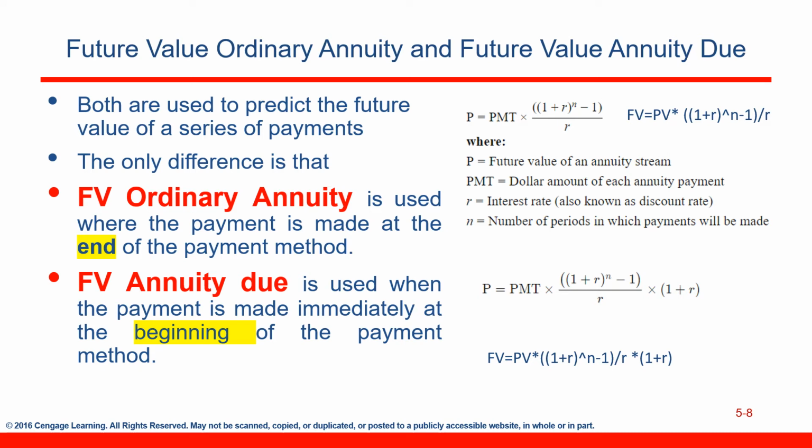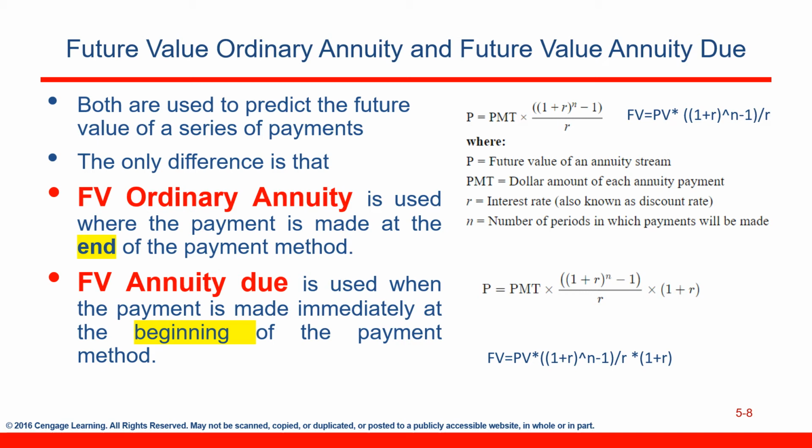Future value, ordinary annuity, and future value, annuity due. Okay. So, level up. They are both used to predict the future values of a series of payments. The previous one was a lump sum payment, lump sum investing, meaning you deposit one time and then you wait for how many years. This one is different, because you invest in installments. So, we will use ordinary annuity and annuity due.